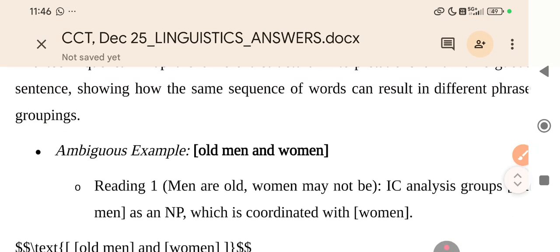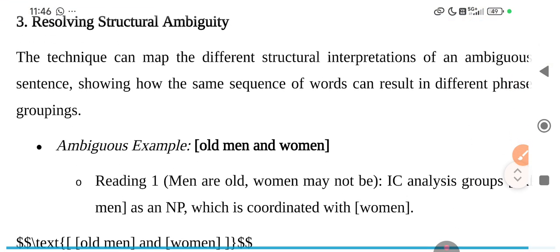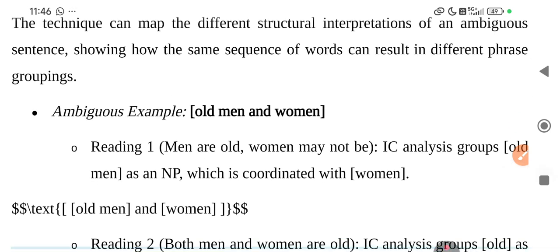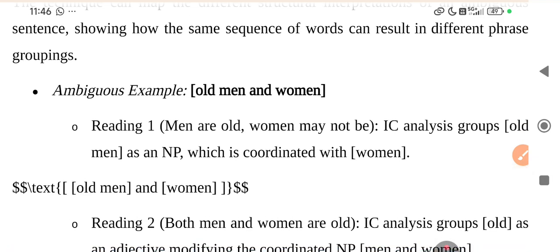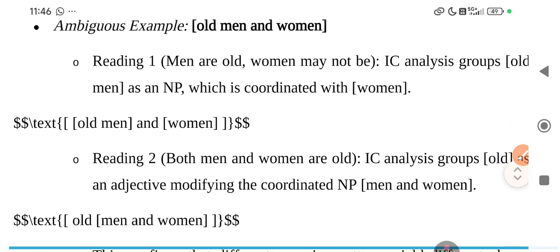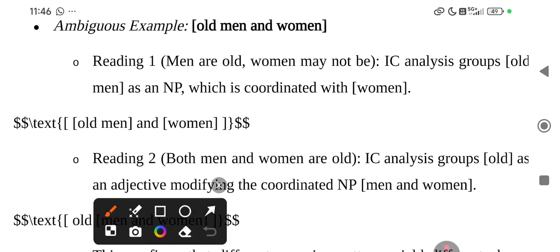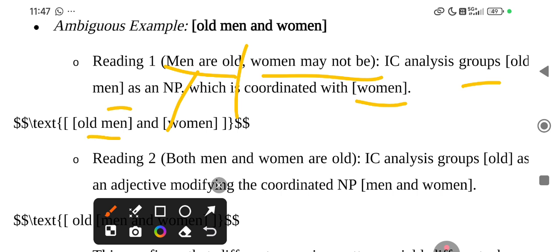So an ambiguous example. So the third step is ambiguity, how to resolve ambiguity. The technique can map the different structural interpretations of an ambiguous sentence, showing how the same sequence of words can result in different phrase grouping. For example, old men and women, right? So here reading one is men are old but women's age is not clear, right? IC analysis groups old men, that's an NP, which is coordinated with women. Okay, so old men and women.